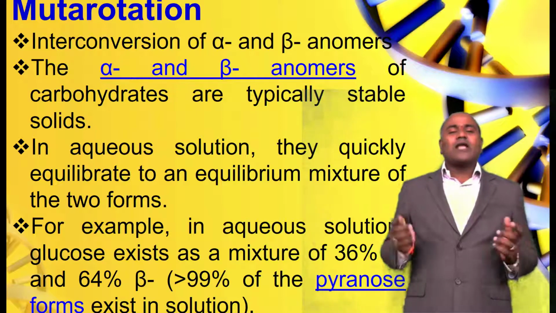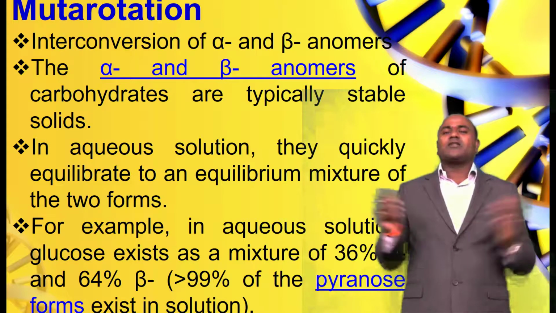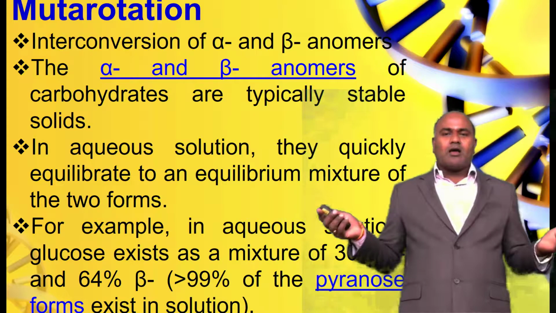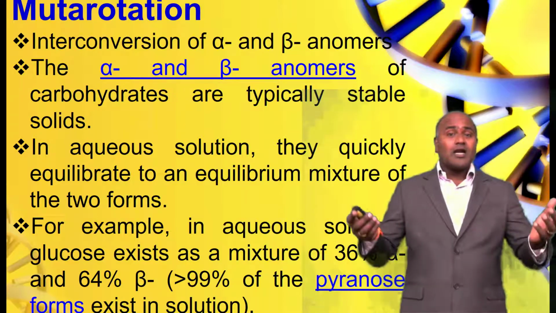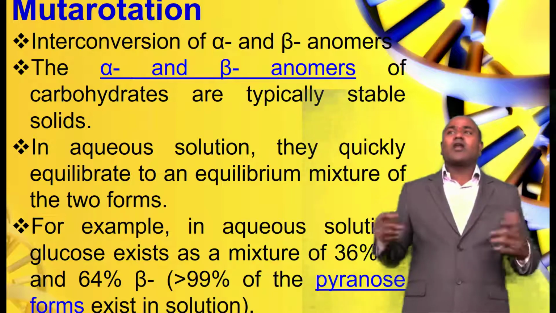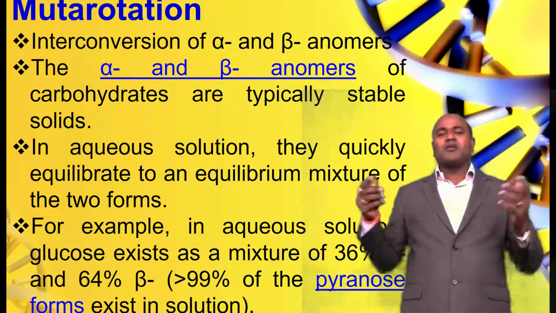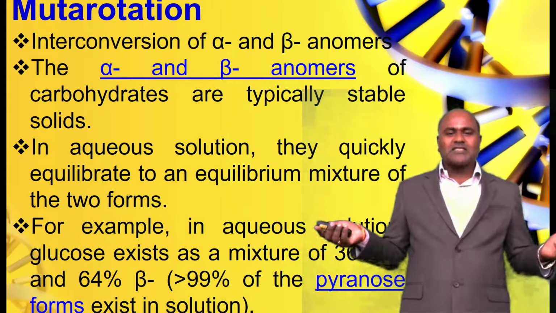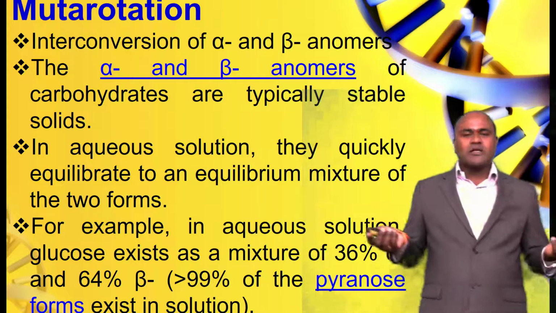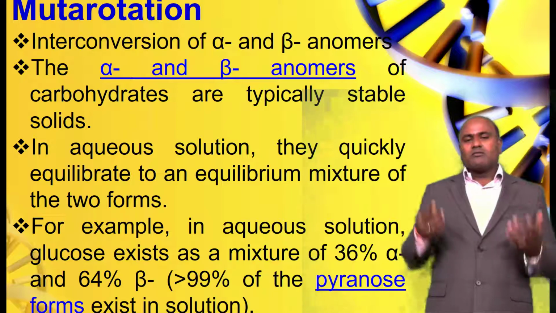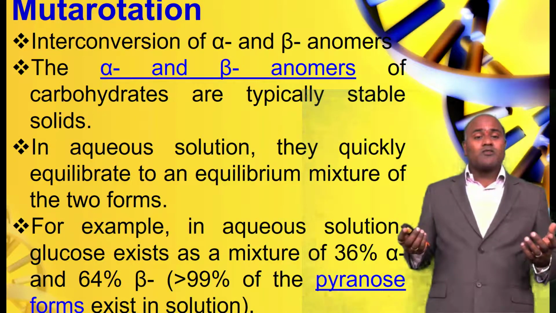Mutarotation is the interconversion of alpha and beta anomers. The alpha and beta anomers of carbohydrates are typically stable solids. In aqueous solution, they quickly equilibrate to an equilibrium mixture of the two forms. For example, in aqueous solution, glucose exists as a mixture of 36% alpha and 64% beta form. Greater than 99% exist in the pyranose forms in solution.